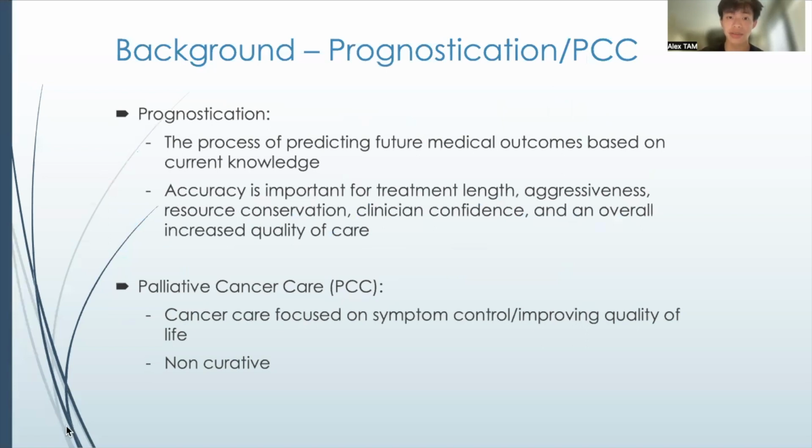Its accuracy is extremely important in tailoring treatment length, treatment aggressiveness, conserving resources, improving clinician confidence, and overall increasing the quality of care that we're distributing. The population of patients that we'll be focusing on in this study are palliative cancer care patients, which is a division of cancer care focused on symptom control and improving patient quality of life.